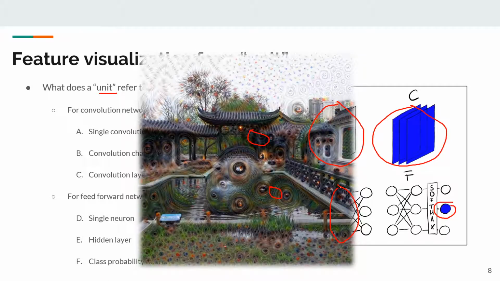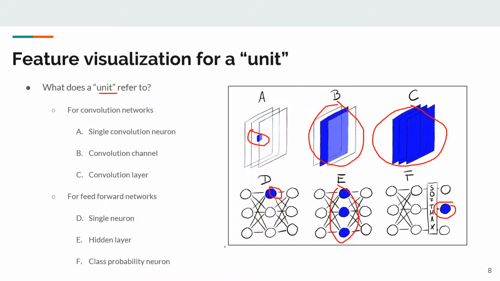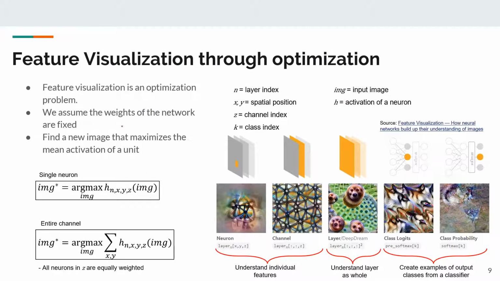It's quite interesting. In mathematical terms, feature visualization is an optimization problem. We assume that the weights of the neural network are fixed, which means that the network is trained, and we are looking for a new image that maximizes the mean activation of a unit. In this maximization equation, the function h is the activation of a neuron, img the image input of the network, x and y describe the spatial position of the neuron, n specifies the layer, and z is the channel index.